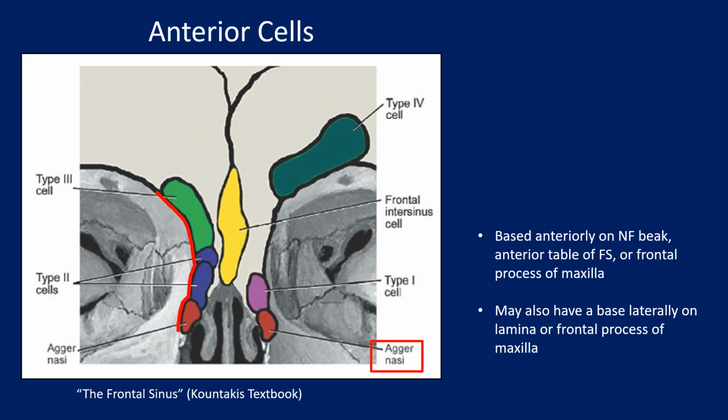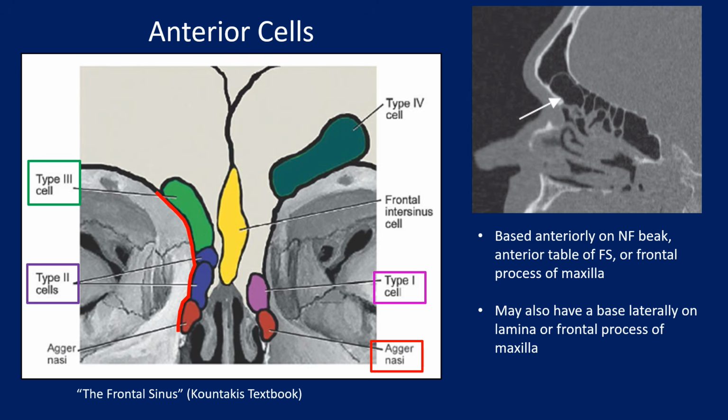Okay, you have your agger, which is one cell. We don't talk about this as much anymore, but I think you'll still need to learn it at some point. So type 1 cells are above the agger. Type 2 cells are 2 cells above it. Type 3 cell is important to understand because it's an anterior ethmoid cell where its cap will pneumatize up into the frontal sinus proper. Okay, and then the type 4 cell.